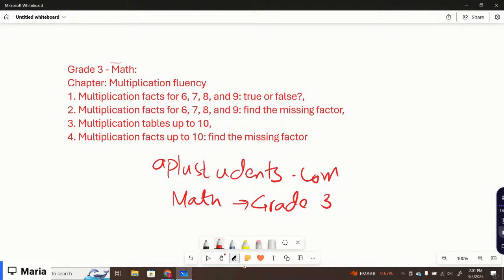We're going to start with the chapter multiplication fluency. The lessons we're going to cover today are multiplication facts for 6, 7, 8, and 9, true or false. Multiplication facts for 6, 7, 8, and 9, find the missing factor. Multiplication tables up to 10. Then multiplication facts up to 10, find the missing factor.